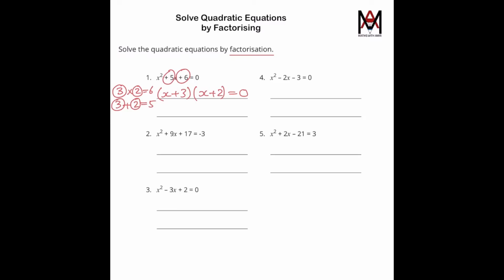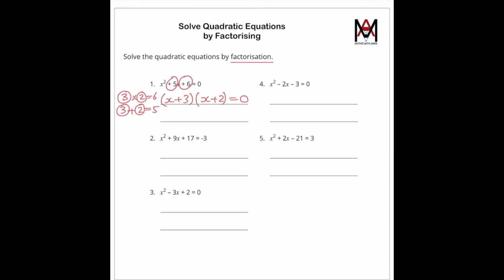So now we've factorized the quadratic equation. The final step is to solve it. So to solve it, it means what does x need to be that the result of this bracket is 0? So x has to be negative 3, as negative 3 plus 3 makes 0. And what does x need to be here to make 0? That's negative 2. So the solutions are negative 3 and negative 2.